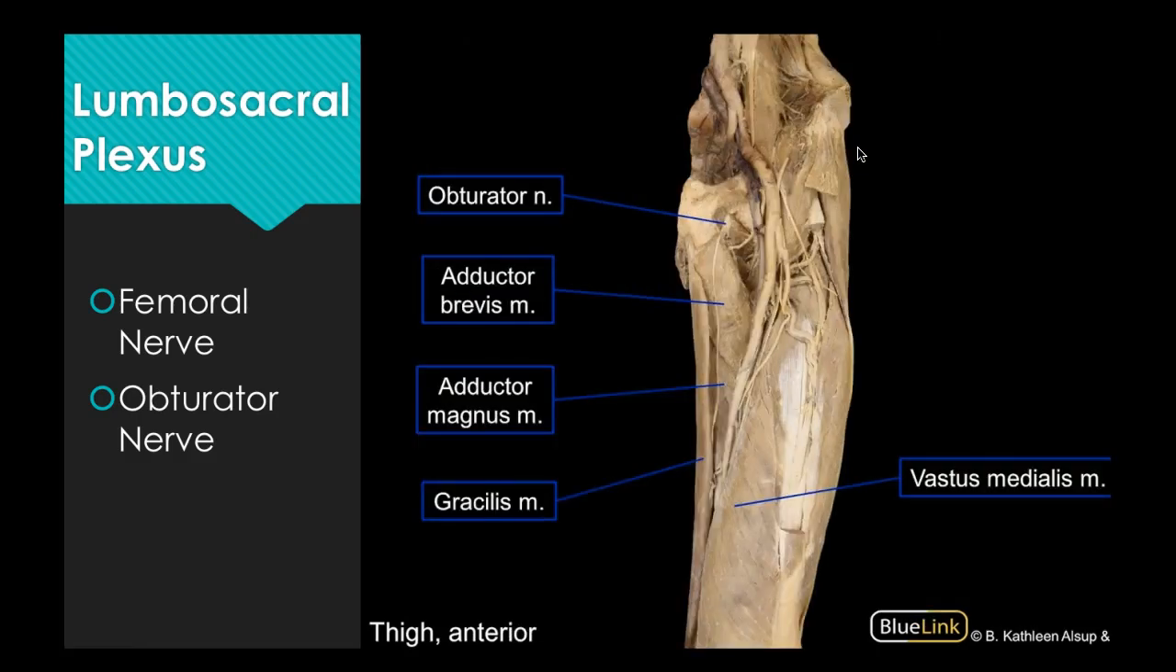And here we can see the obturator nerve. Obturator nerve courses through the obturator foramen, and here we can see it lying external or superficial to your adductor brevis, coursing down to give supply to the medial thigh muscles.